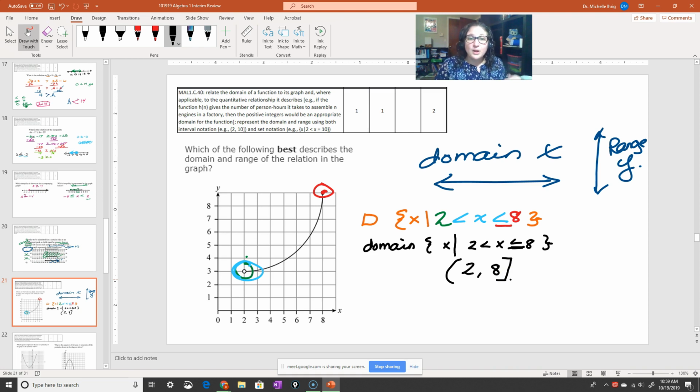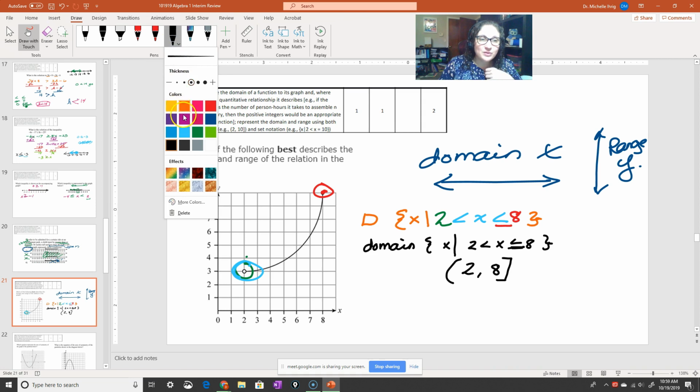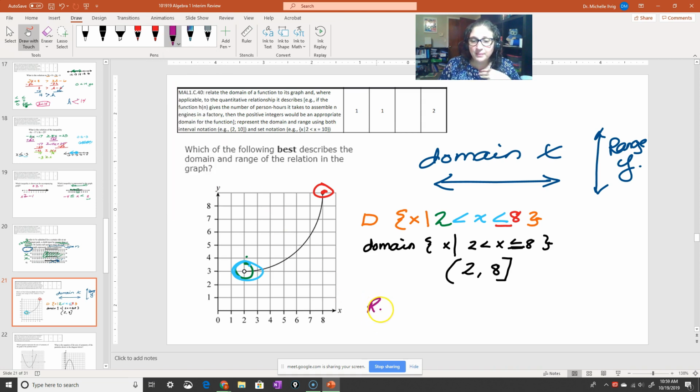That's the domain. The range is up and down, like in Fortnite, how you're jumping. So in range, I'm going to do the same type of thing. Range looks at my y values. So I've got my y values. I know my lowest number is 3 and my highest number is 9. So I'm going to write 3, 9, and I'm going to write my y in between.